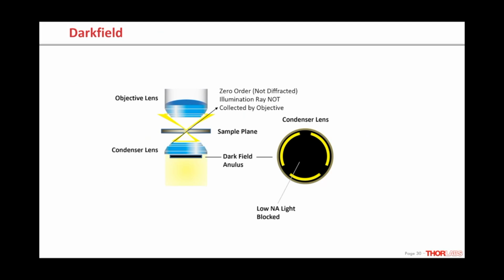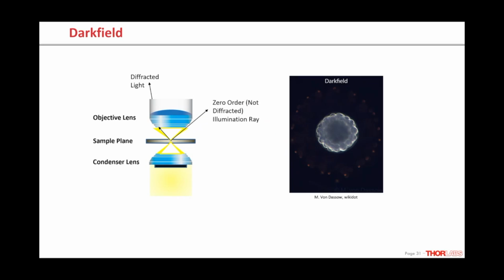We'll start with Darkfield illumination. In Darkfield illumination, you place a Darkfield annulus within the condenser lens that's large enough to block light from being collected by the objective. That is, zero order or non-diffracted light escapes the side of the objective and is not collected by the objective. That's opposed to diffracted light that's scattered by the sample. A fraction of this light will be diffracted in the direction of the objective and collected by the objective and then the microscope for imaging.